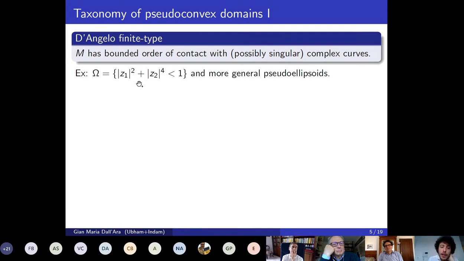In this domain, the Levi form degenerates at every point of the boundary where z2 is equal to 0. This is, of course, a real circle in the boundary, but at these points, the order of contact of the boundary with complex curves is bounded above by a constant. In this case, the constant is 4.